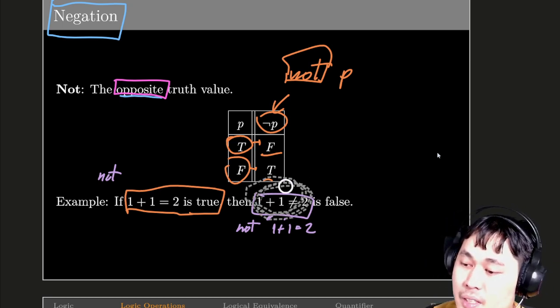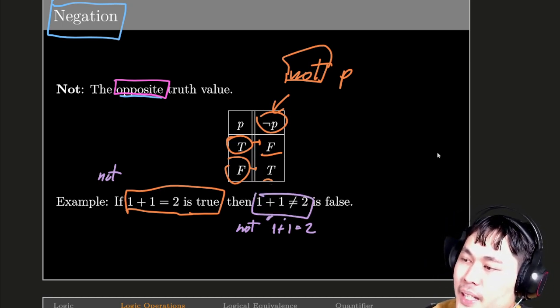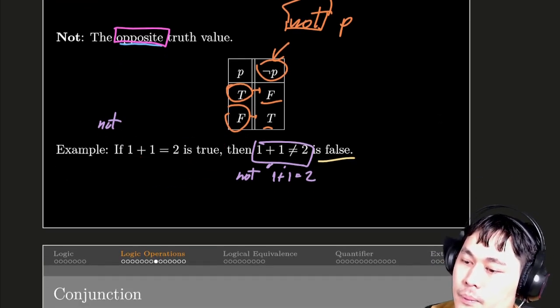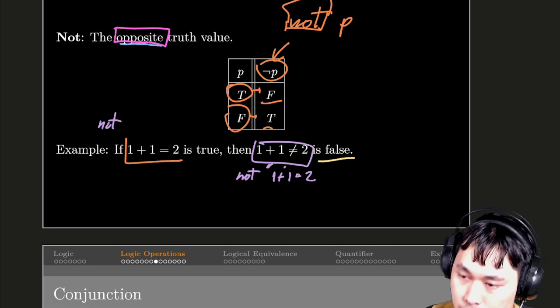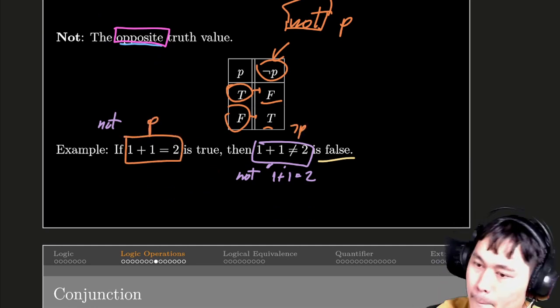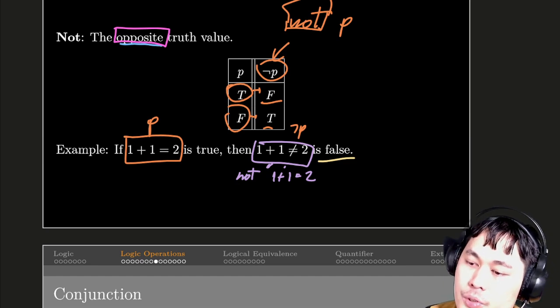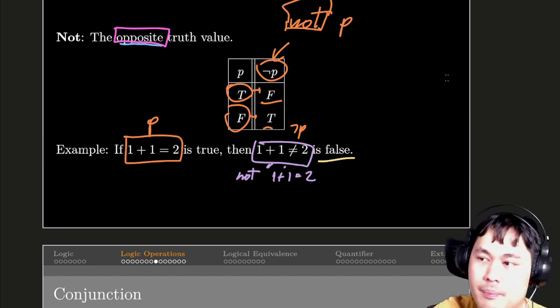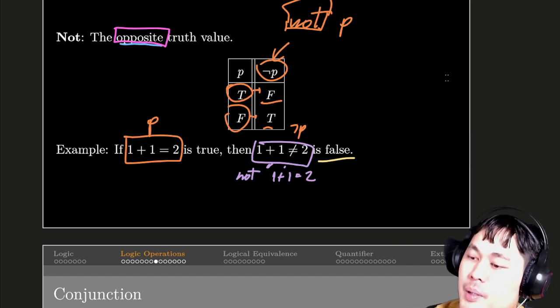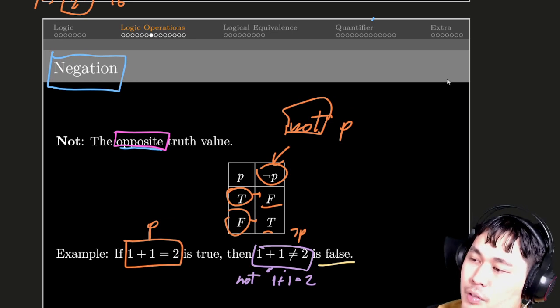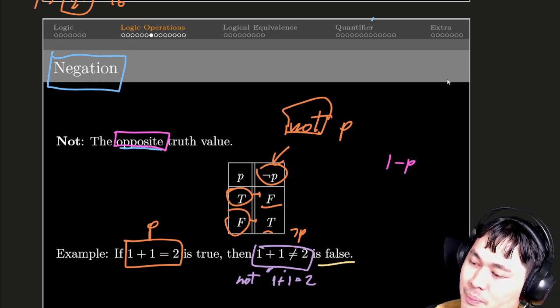So that's this sentence. And then it will be false. This is a statement. This is P. This is not P. If P is true, then not P is false. Just flip, like you flip numbers from positive to negative. And if you know algebra, it is 1 minus P.